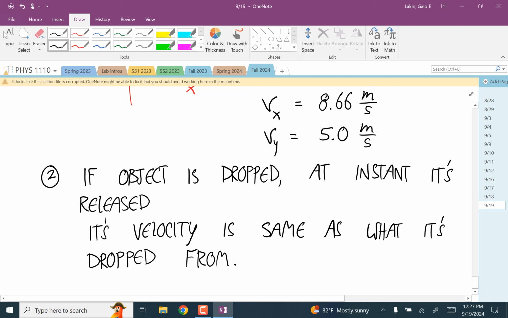So if an object is dropped from the window of a car that's moving 50 miles per hour horizontally, at the instant you let go of it, the object is also moving horizontally at 50 miles per hour, okay? And then that might change really fast. If you drop a balloon out of a car going 50 miles an hour, a tenth of a second later, it's going way slower than that. But right at the instant you let it go, it's going the same as the car.